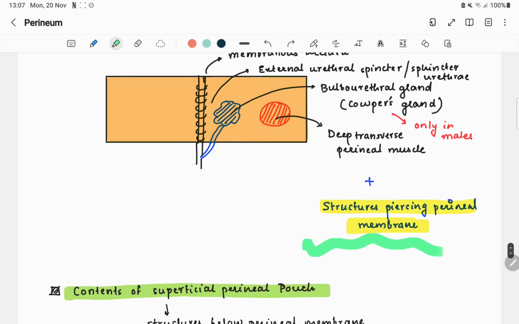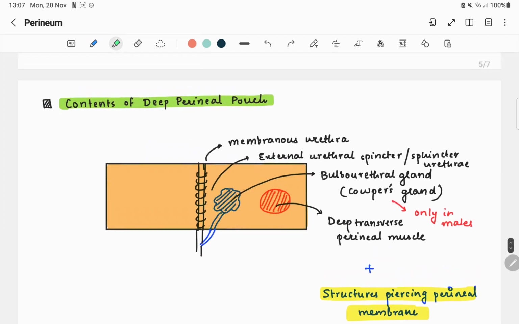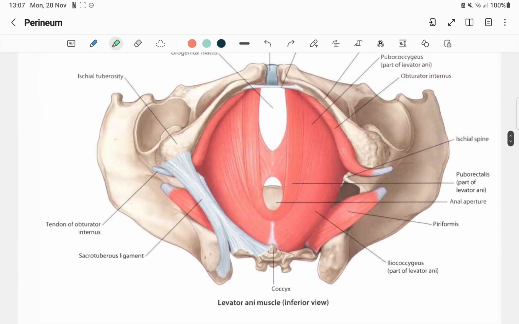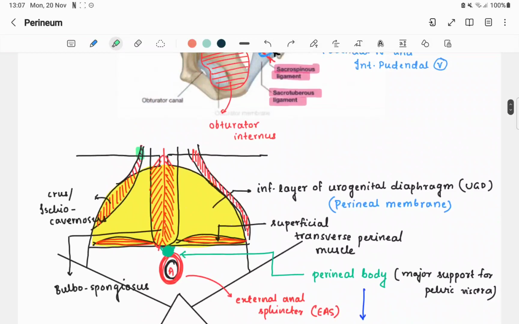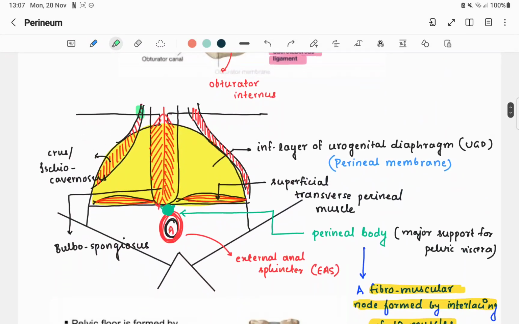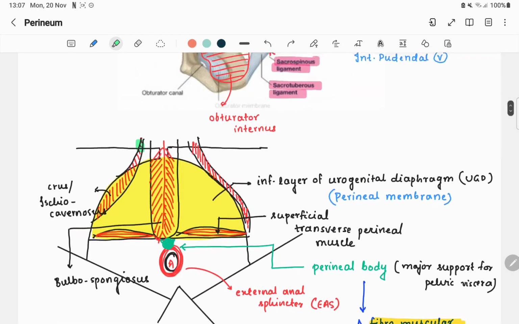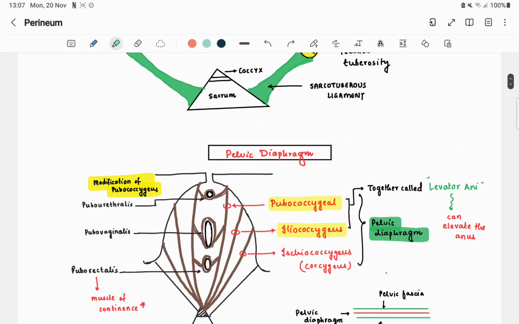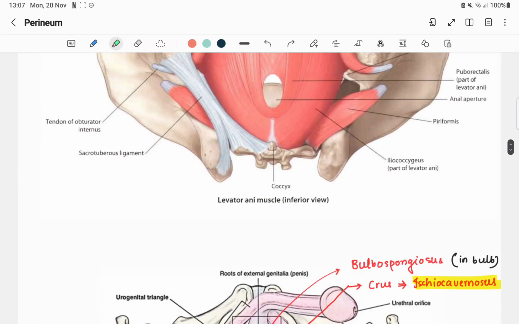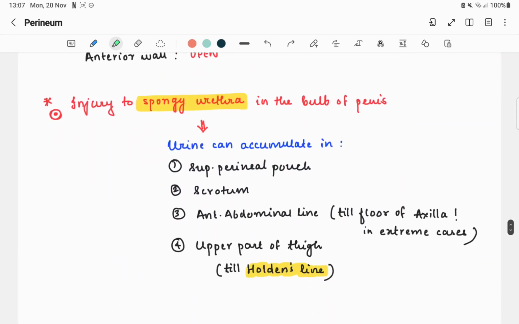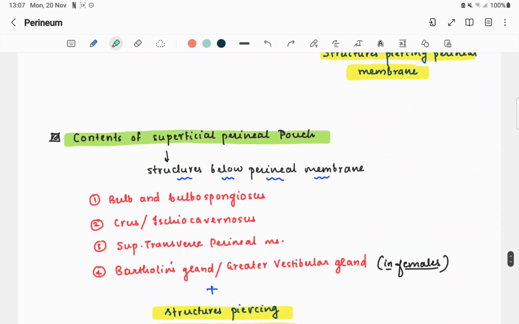And what are the structures that are piercing the perineal membrane? They are also contents of the deep perineal pouch. The perineal membrane is the inferior layer of the urogenital diaphragm. So the structures which are passing through the perineal membrane will also be the contents of your deep perineal pouch.